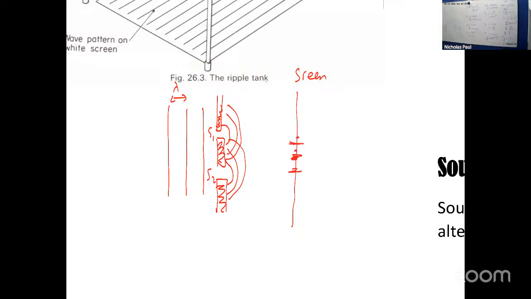What are the three things that affect the separation between fringes? Wavelength, number one. So wavelength affects it. What about the separation between the slits? Will that affect it? Yes. What about the distance from the screen? Yes. So those three things affect how the fringes are separated.